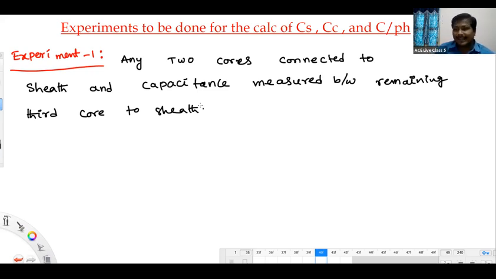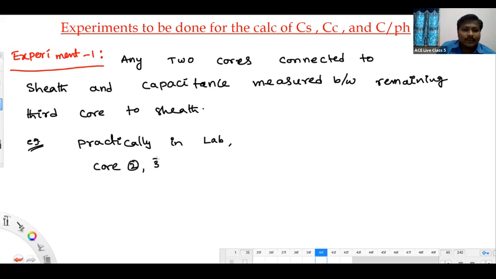Okay. Practically, for example, practically in the lab, let us say I am saying that core number 2 and 3 are connected to the sheath.